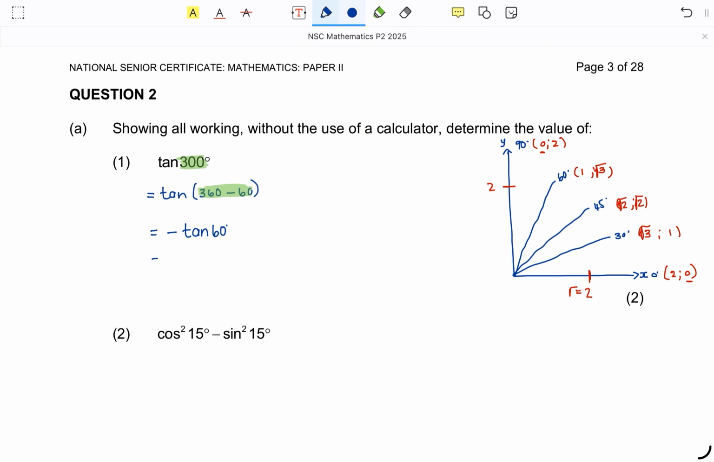So now when we read off tan, we know tan is y over x. So we'll go up the 60-degree angle, that branch, and then we know each coordinate consists of an x and a y value. So if we want to write out y over x, then it would be square root 3 over 1, and that just leaves us with negative square root of 3. And this we can check on the calculator as well, and it would give us the same answer.